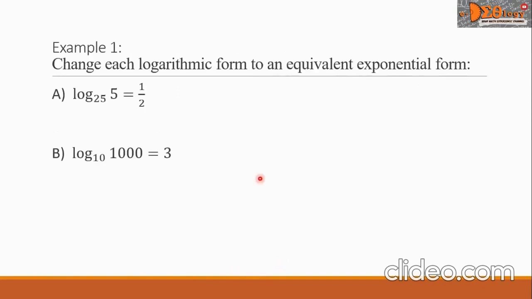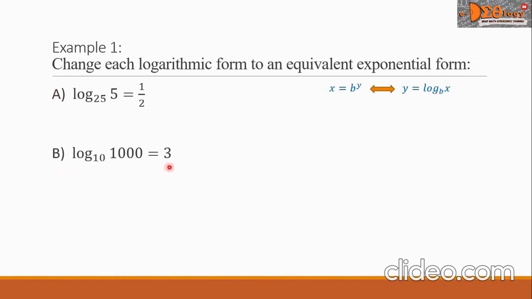Let's go now to examples. This is example 1. Change each logarithmic form to an equivalent exponential form. We have here our conversion formula. So letter A is log of 5 to base 25 equals 1/2, and letter B, log of 1000 to base 10 equals 3.